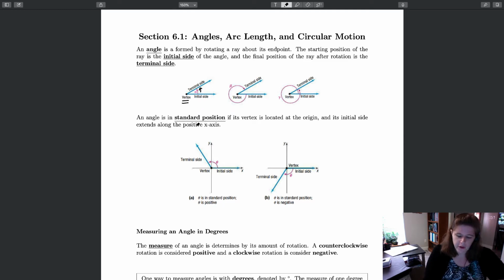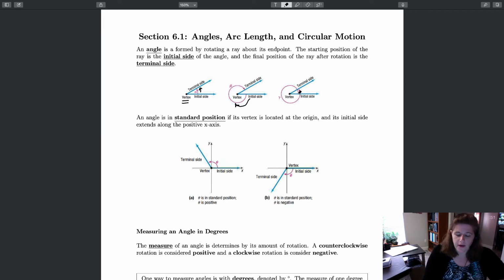Now, an angle looking the same could be opening in the opposite direction. So beta here is an angle with the initial side in the same location, and the terminal side is also in the same location, but the angle is opening in the reverse. We'll talk more about those angles momentarily.